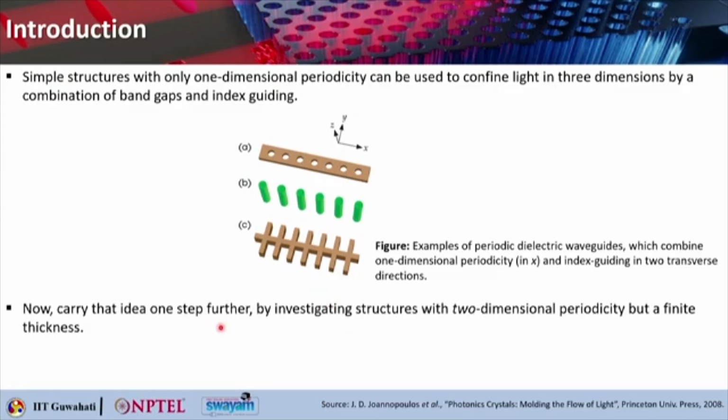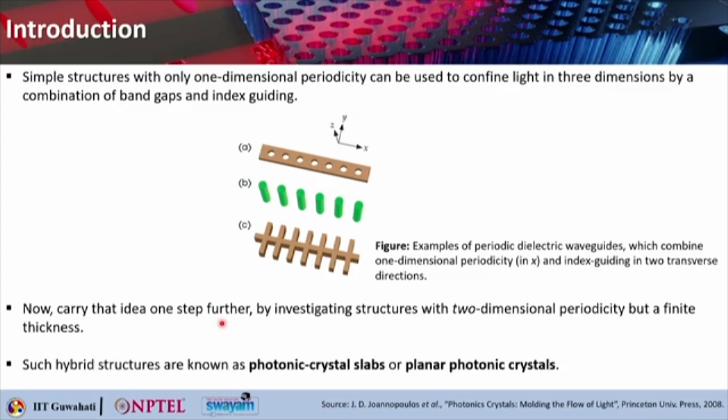Now let us carry that idea one step further by investigating structures with 2-dimensional periodicity but with a finite thickness. These kinds of hybrid structures are known as photonic crystal slabs, or you can also call them planar photonic crystals. So that's where our discussion on rod and hole slabs begins.